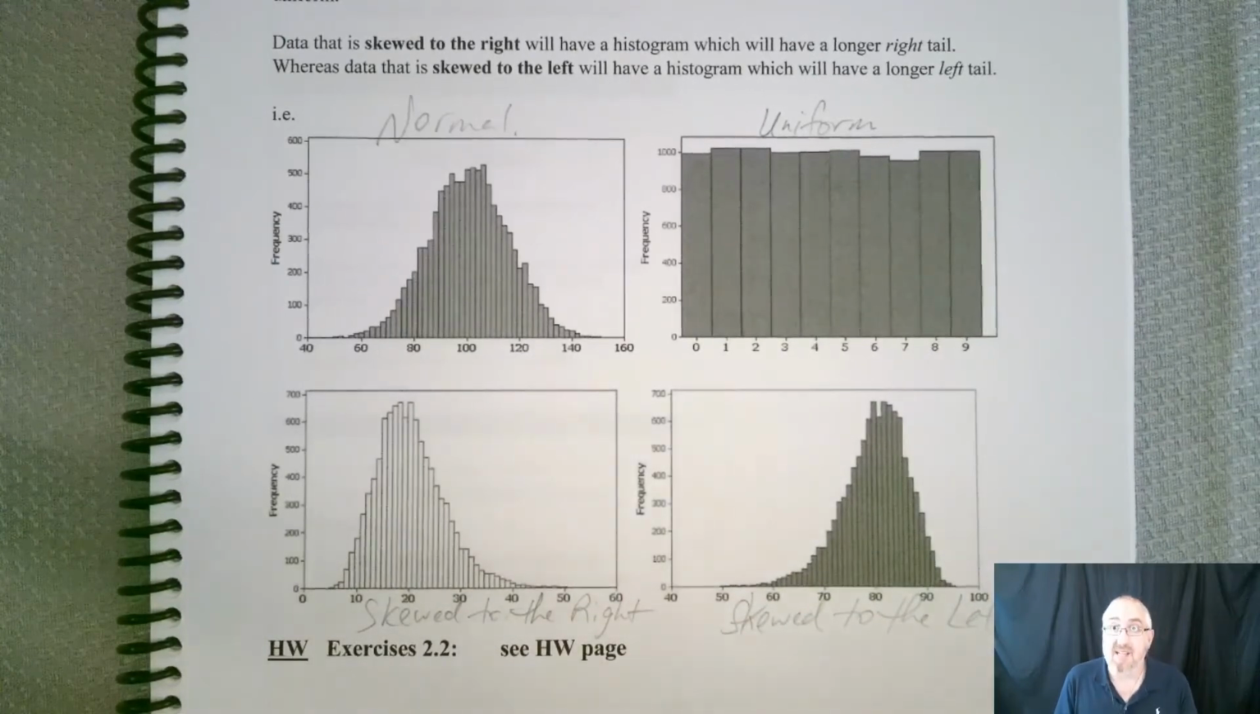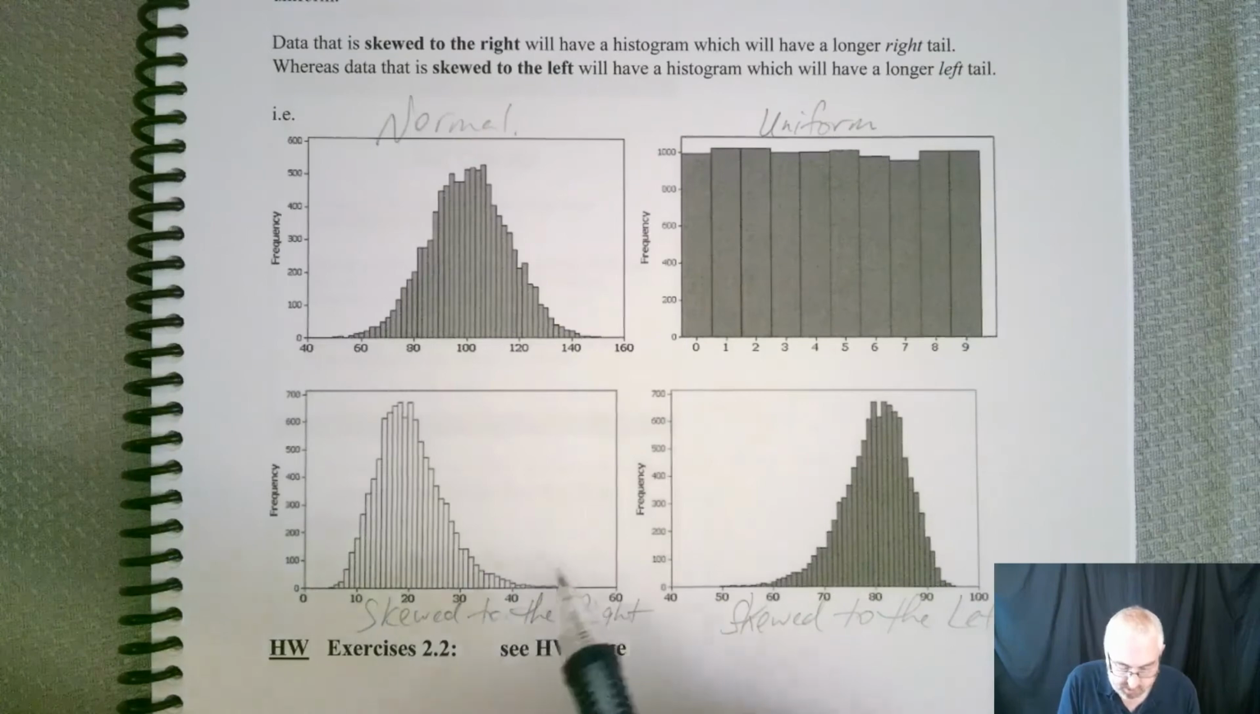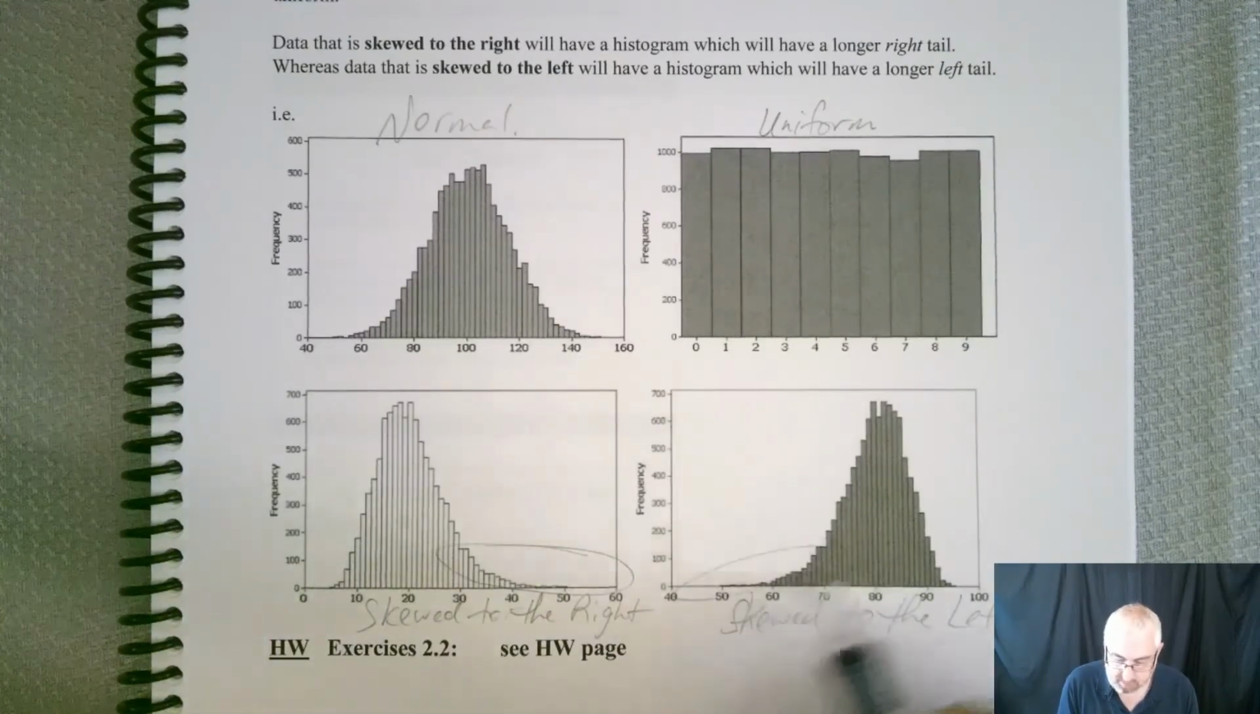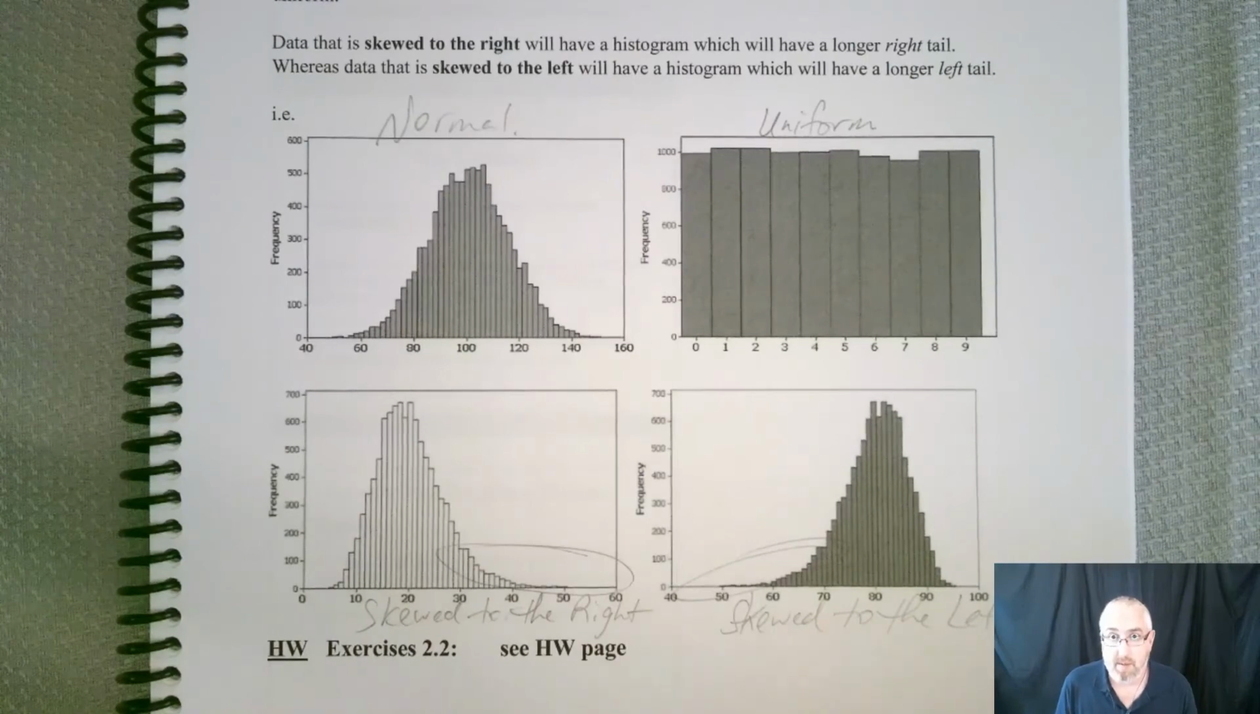Again, it's based off of the tails. Now, in other textbooks, they look at it based off of where the hump is. If the hump is on the right or the hump is on the left, then it's skewed to the left or the right. But this one uses the tail to determine skewedness. So you got to be careful. Some books will do it differently. So because it's got a longer right tail, it's skewed to the right. It's got a longer left tail, it's skewed to the left. So that's how they do it in this textbook.